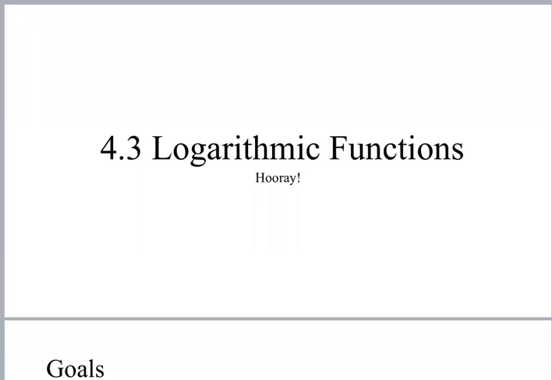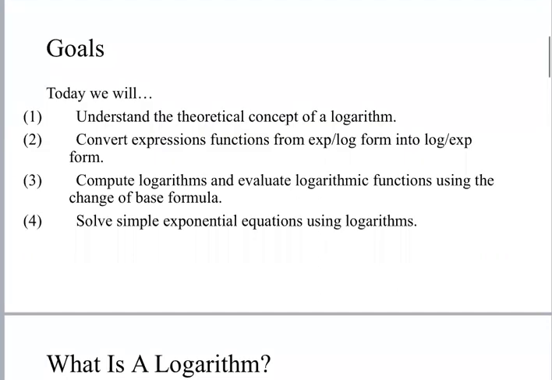All right, hello all. We are doing 4.3 in Math 161, which is logarithmic functions. So our goals for the day are to understand just what a logarithm is in general, learn how to convert from exponential to log form and vice versa, figure out how to compute and evaluate them, learn something called change of base, and then learn how to solve simple log equations. So that's on the agenda for today.